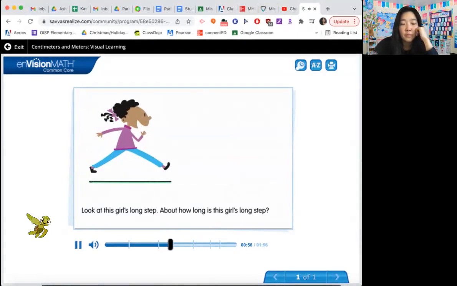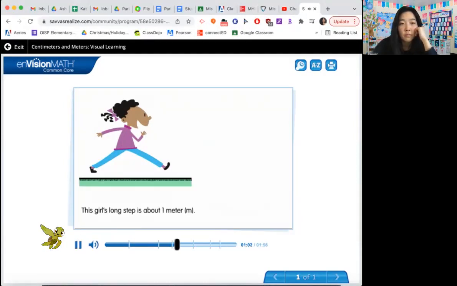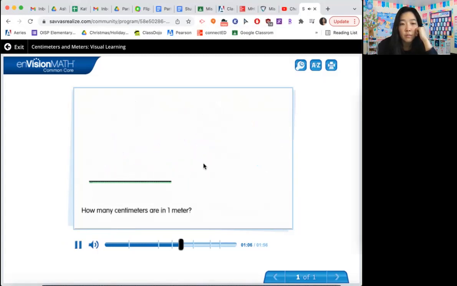Look at this girl's long step. About how long is this girl's long step? This girl's long step is about 1 meter. How many centimeters are in 1 meter? There are 100 centimeters in 1 meter. How many centimeters are in 1 meter? 100. Can you name other objects that are about 1 meter?